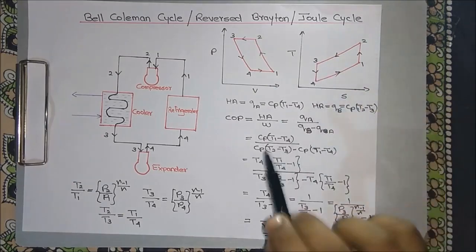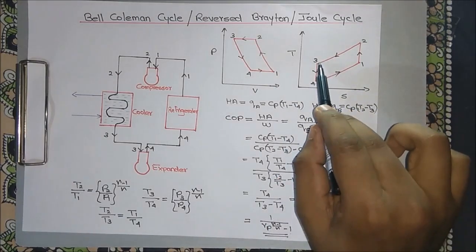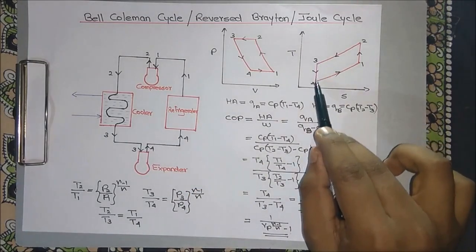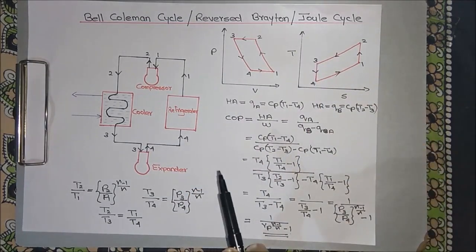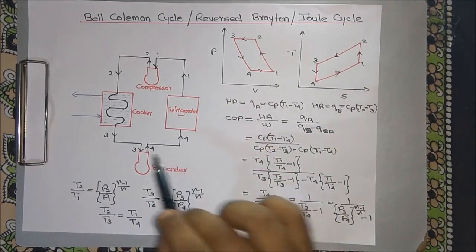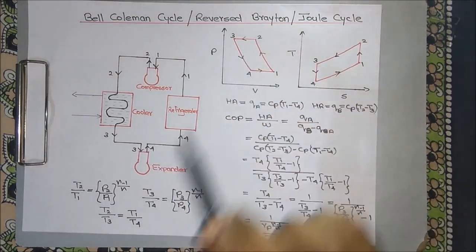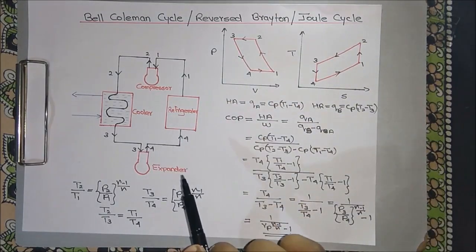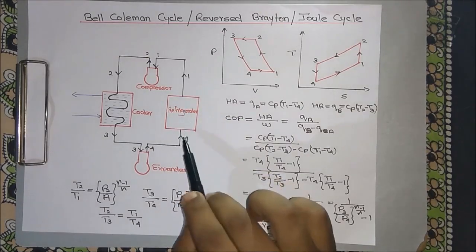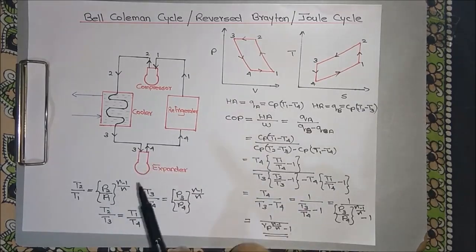In a TS diagram, it is an isentropic process, that is, entropy doesn't change, and in an expansion process the temperature is reduced, so it is represented by this line 3, 4. The refrigerant which is passed through the expander is expanded to a lower pressure, and then it is passed to the refrigerator.